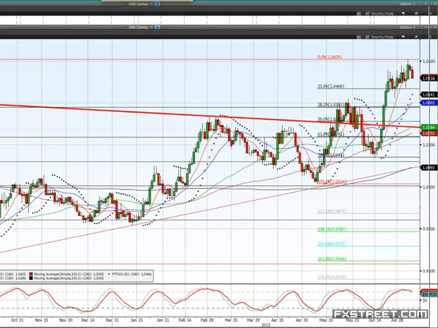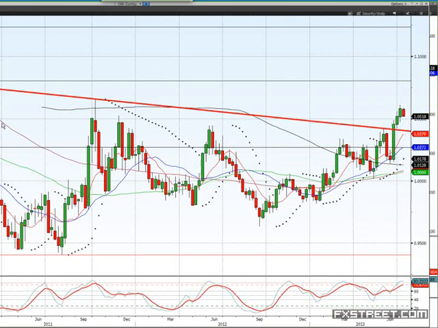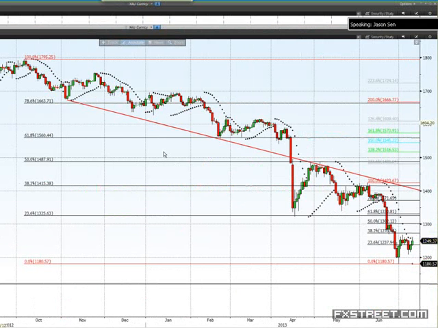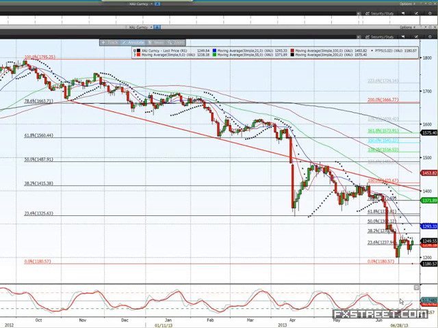Gold has also had a good bounce. Lots of people trading gold, I'm aware of. So, yep, gold. Okay, so we got very oversold last week.